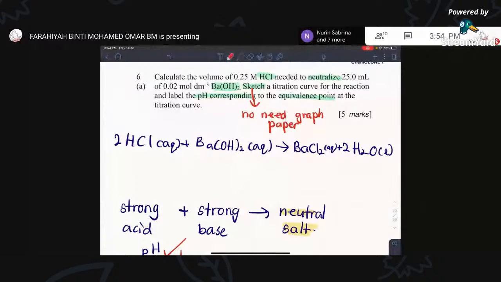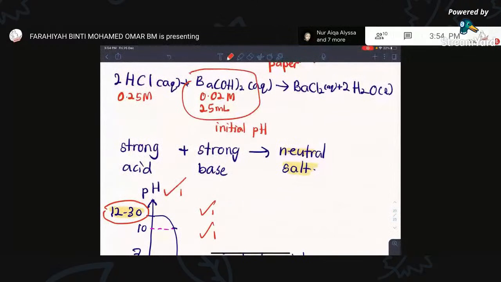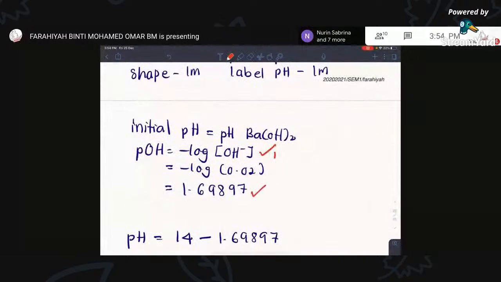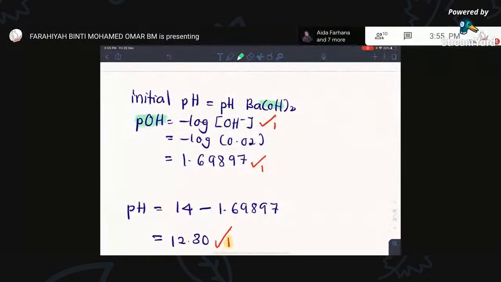Okay, dia bagi pada kamu 0.025 molar hydrochloric acid and 0.025 barium hydroxide. So dia suruh sketch. Jadi yang ini kamu kena kira lah dia punya initial pH. Okay, so you kena kira dia punya initial pH, and you nak kira initial pH. So this one will be 1 mark and 1 mark, and then you kena convert kepada pH will be another mark. Okay, so yang ini dia perangkat pada kamu, dia base, so you kena tukar daripada pOH kepada pH. Okay, settle. So it will be 12.3.